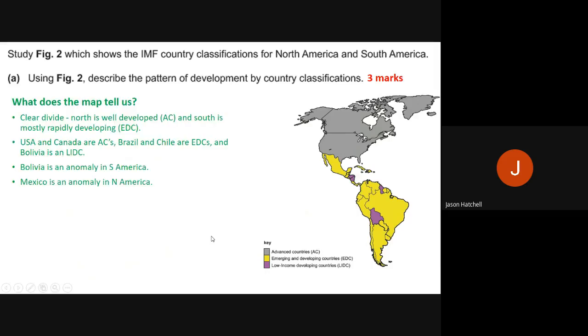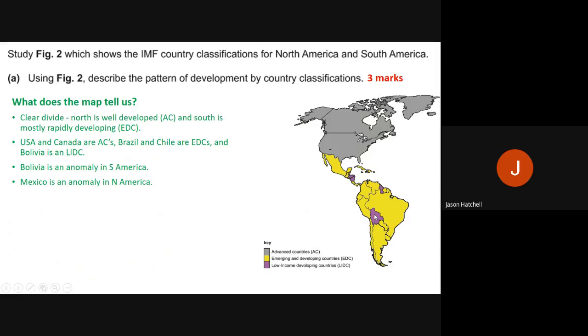So what does the map tell us? There's a clear divide here between North and South. So North America, which includes the USA, Canada, Alaska, Greenland, etc., that all is grey, which means it's all advanced countries. Whereas South America, which is Mexico southward, and that includes Bolivia and it includes Brazil and Chile and so on, they are all either yellow or purple. So they are all EDCs or LIDCs. Then I can spot that the USA and Canada are ACs, Brazil and Chile are EDCs, and Bolivia, which is this one here, is an LIDC.